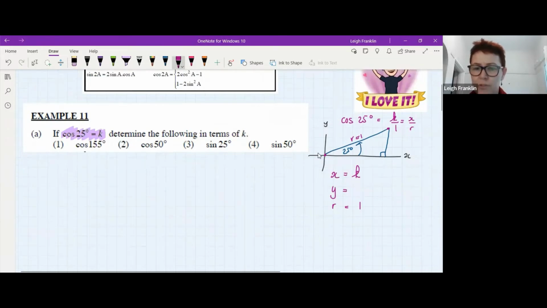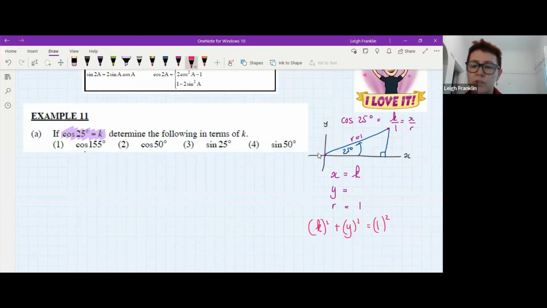We have to use the theorem of Pythagoras. Okay, Pythagoras, quite right. So we go x squared plus y squared equals r squared. All right, remember we are solving for y.